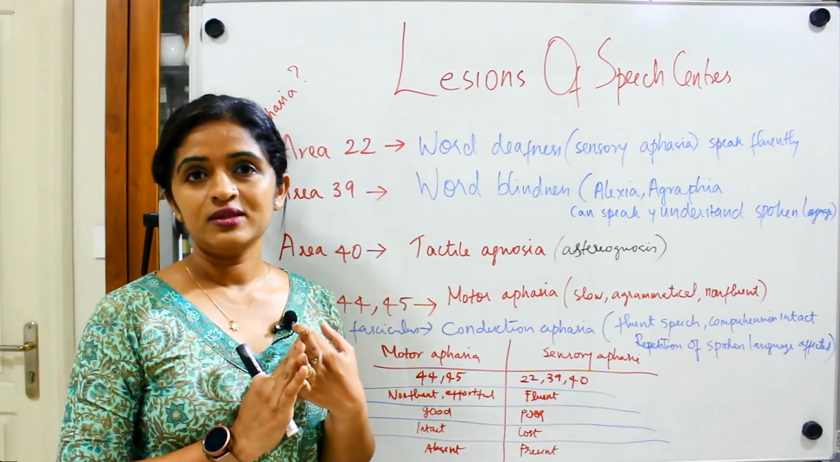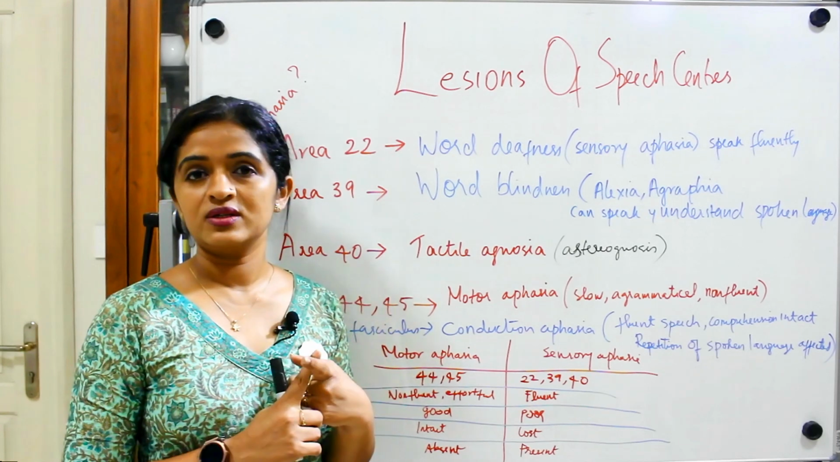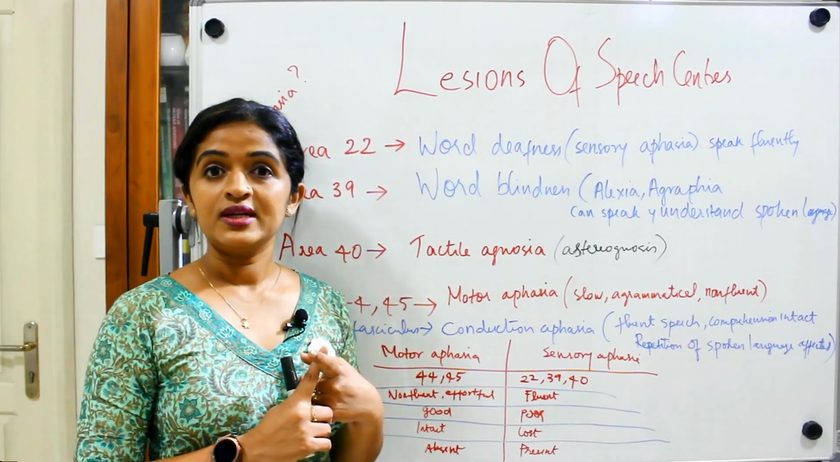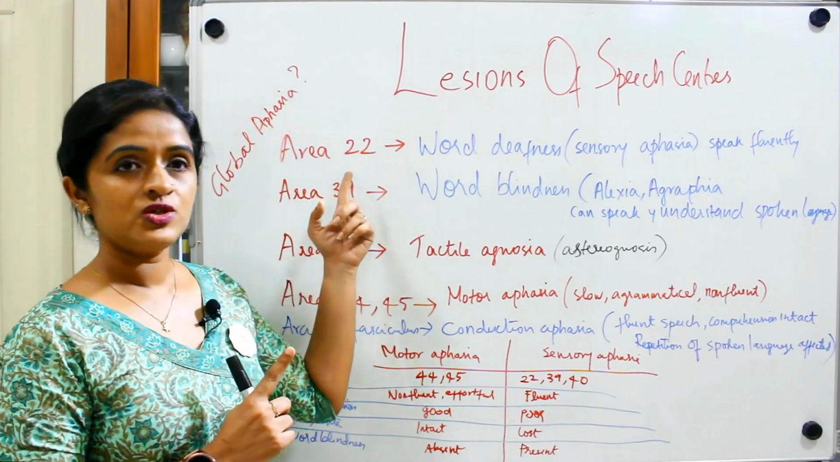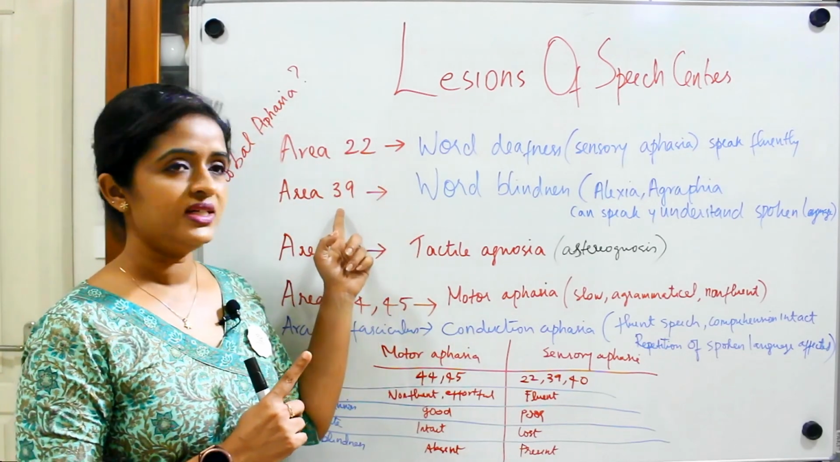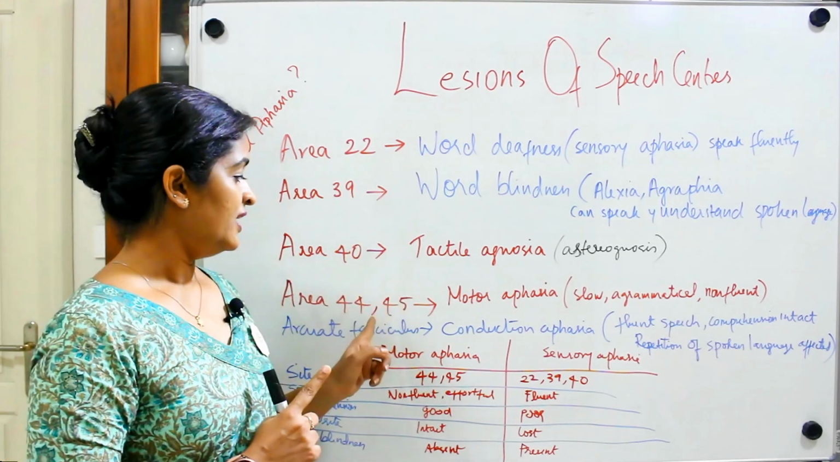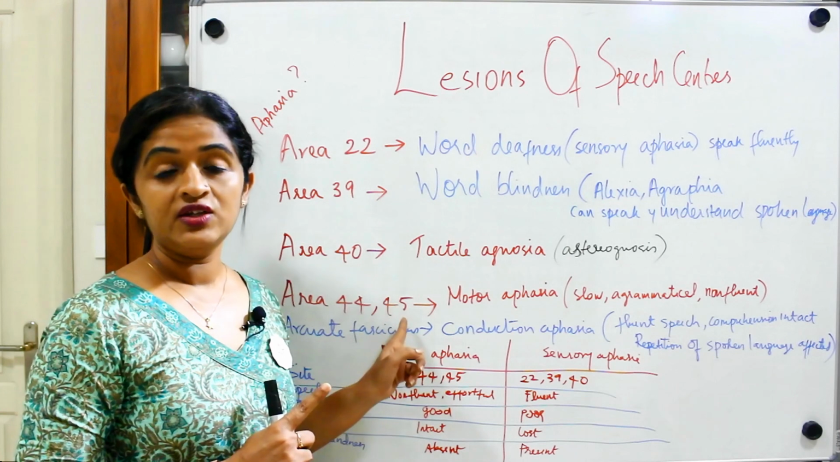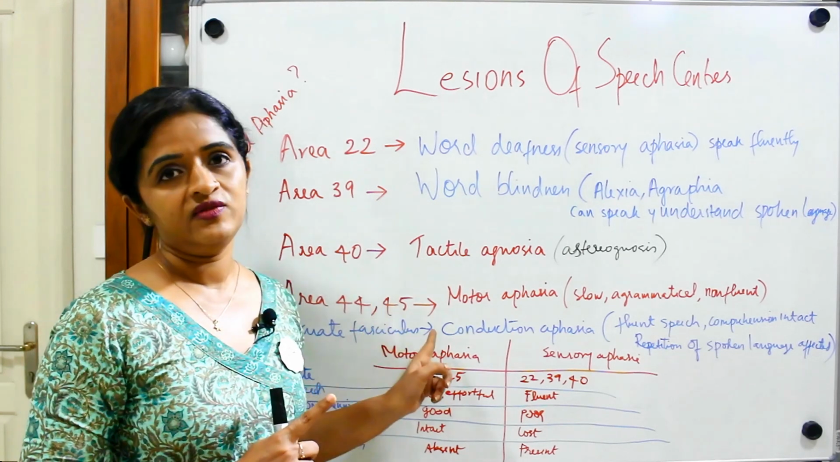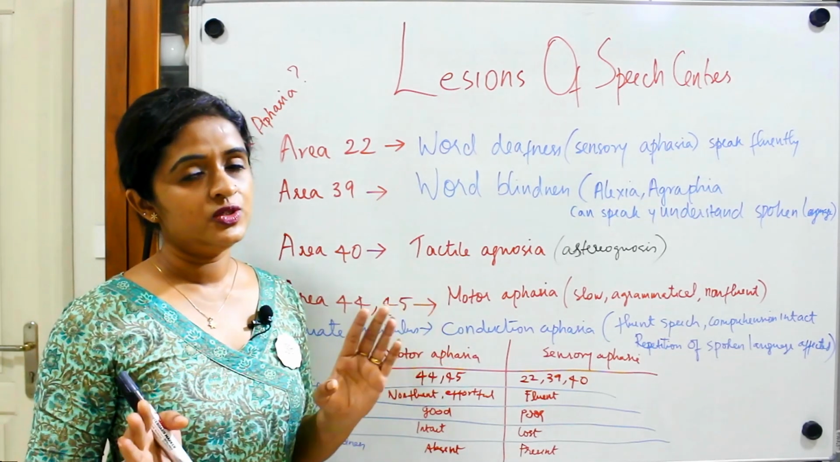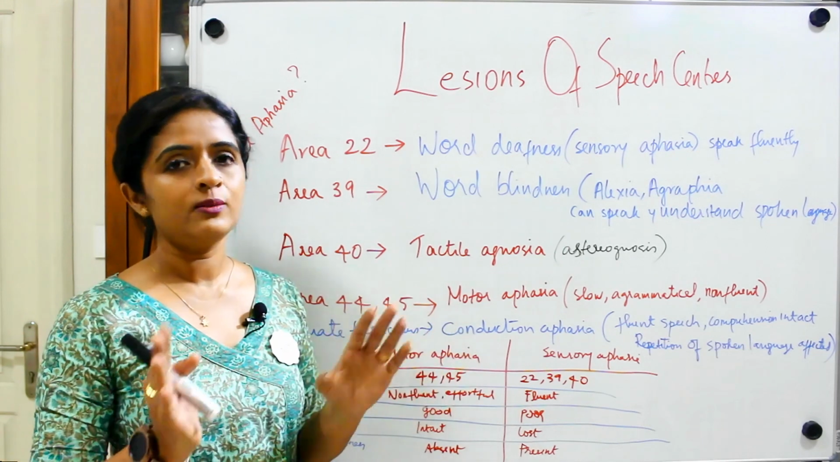We have three sets of sensory areas and one set of motor area. The three sensory areas are area number 22 in the temporal lobe, area number 39 in the parietal lobe, and area number 40 again in the parietal lobe. And the motor area you will get in the frontal lobe, area number 44 and 45. So these are the two sets of areas, sensory areas and motor areas.